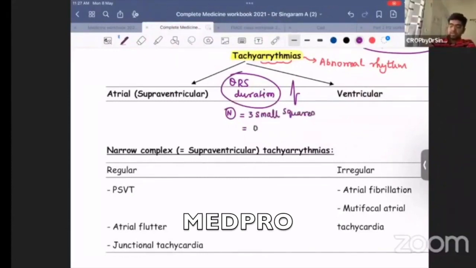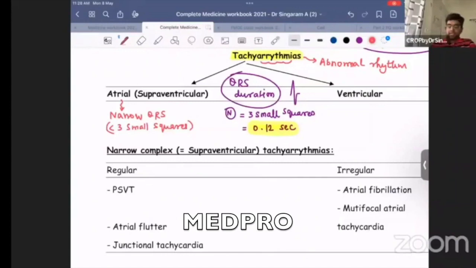Or in other words, it is 0.12 seconds. This is the duration of the QRS complex: 3 small squares or 0.12 seconds. And based on this QRS duration only, we try to divide into atrial or ventricular tachyarrhythmias. In atrial tachyarrhythmias, what will happen to the QRS? It would be a narrow QRS, meaning it would be less than 3 small squares. Please remember, it is less than 3 small squares.